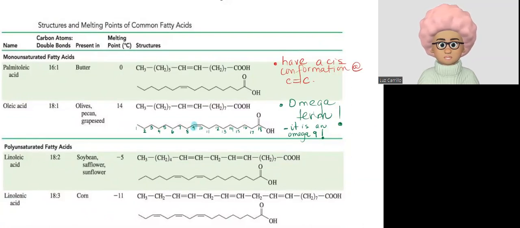So if a molecule has multiple double bonds, for example, like in linoleic acid, let me number the carbons. This is 1, 2, 3, 4, 5, 6, 7, 8, 9, 10, 11, 12, 13, 14, 15, 16, 17, 18. Those are the 18 carbons in the molecule. So for linoleic acid, you will say that this fatty acid has, in terms of its omega term, omega 6 and omega 9 fatty acids.